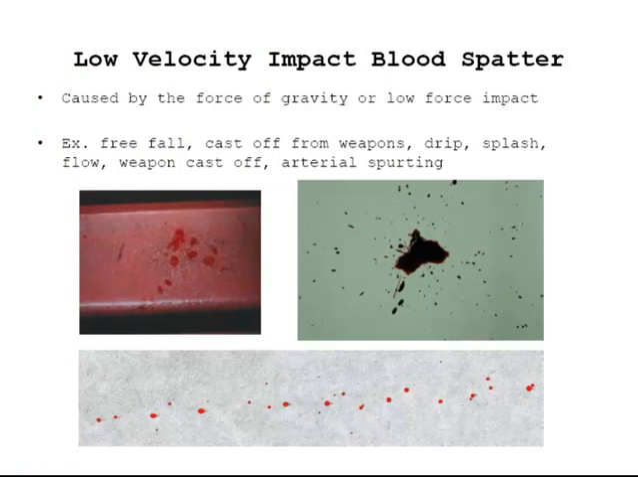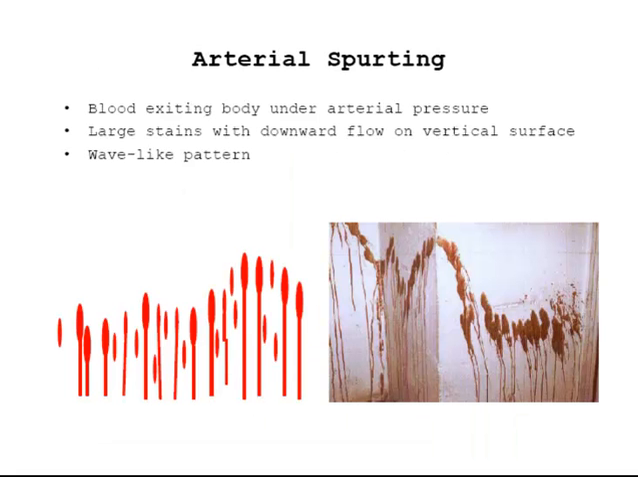There are four major types of blood spatter. The first one is low-velocity impact blood spatter that is caused by the force of gravity or low-force impact. This one is free fall of blood. This is blood dripping onto blood, and this one is cast off from a hand. Arterial spurting happens when blood exits the body under arterial pressure. This often creates a wave-like pattern.